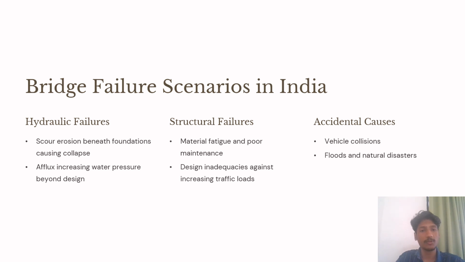Sixth slide is about bridge failure scenarios in India. First, hydraulic failure: scour erosion beneath foundation causing collapse, and afflux increasing water pressure beyond design. Second is structural failure: material fatigue and poor maintenance could cause damage, and design inadequate against increasing traffic loads. Third is about accidental causes: vehicle collisions, floods, and natural disasters.